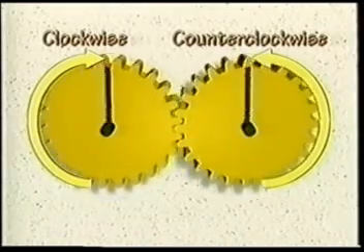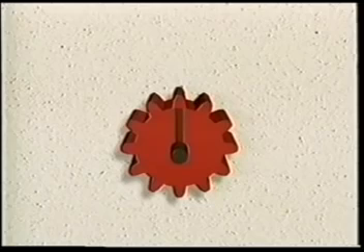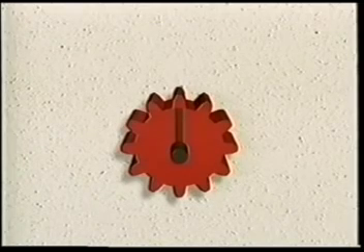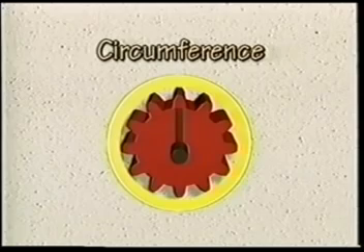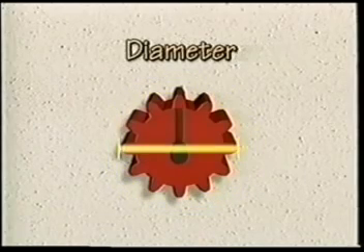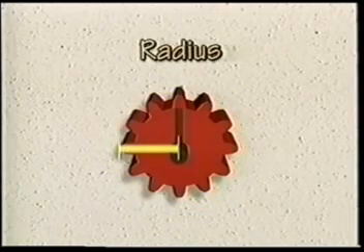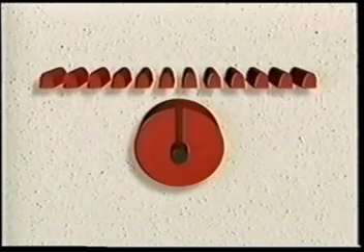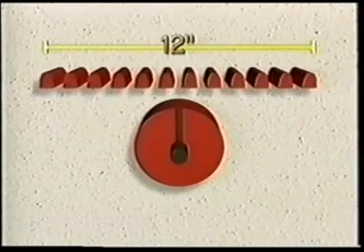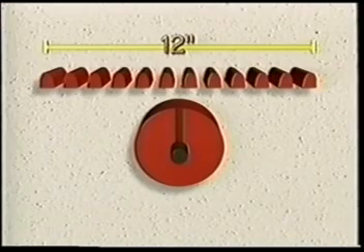These two gears are the same size, but gears can come in all different sizes. The size of a gear can be measured by its number of teeth, by its circumference, its diameter, or its radius. This gear has 12 teeth. If each tooth is 1 inch wide, then the circumference of the gear is 12 inches long.